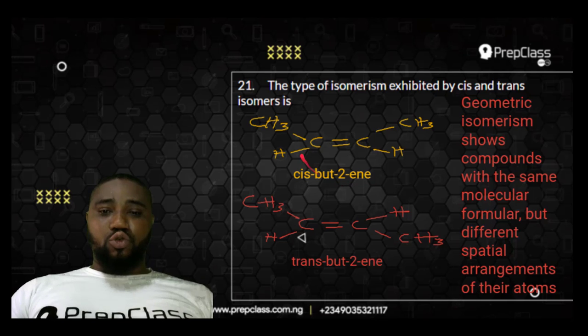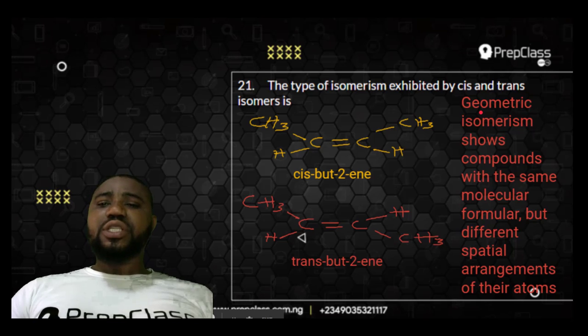Now look at cis-but-2-ene. Look at the arrangement of the methyl group, CH3. In the cis-but-2-ene, one is here, one is here, so these methyl groups are both upward on the two-carbon double bond chain. But look at the trans-but-2-ene: one is up here and one is down here. So there is a difference in their geometry. Geometry talks about shape.